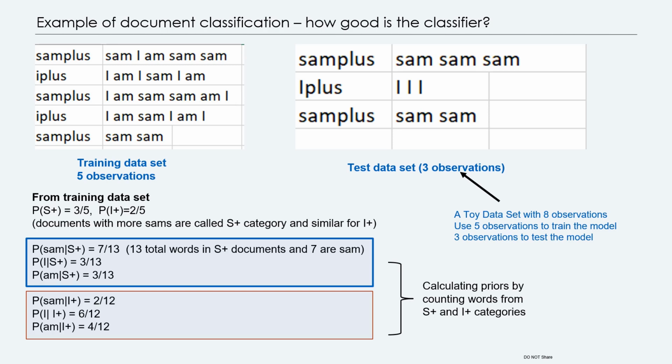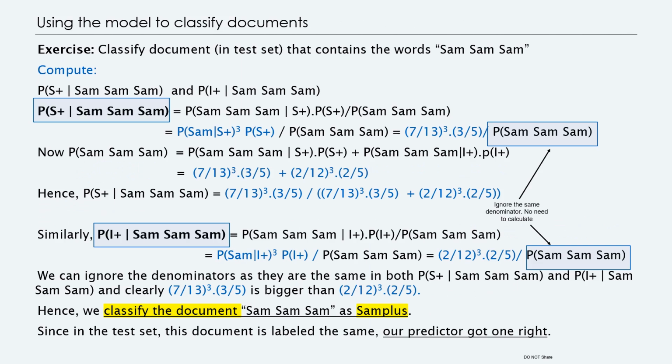Next, let's compute the probability of seeing the word SAM given that the document is SAM plus. In SAM plus documents, there are 13 words in total, and 7 of them are SAM. We can do similar calculations for other words in SAM plus documents, as well as for the probability of these words in I plus documents. Let's get our hands on some numbers and see how this works. Let's dive into this example.